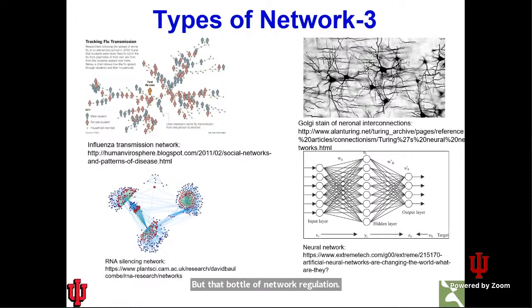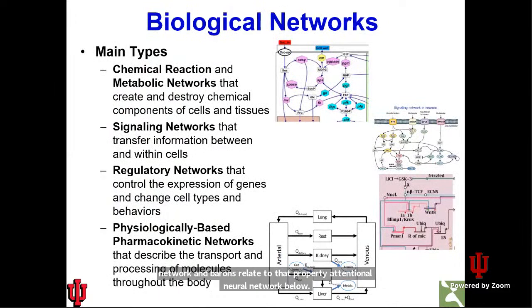At the top is an ancient and famous picture of neurons in a brain, stained neurons in the brain, so a physical network of neurons. And then below it is the classic structure of a simple artificial neural network. And one could ask the question, how does that physical network of neurons relate to that computational neural network below? So those are all networks.